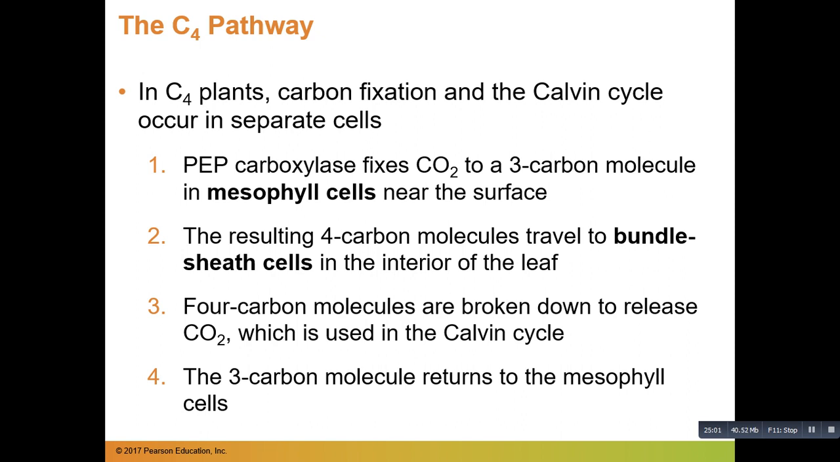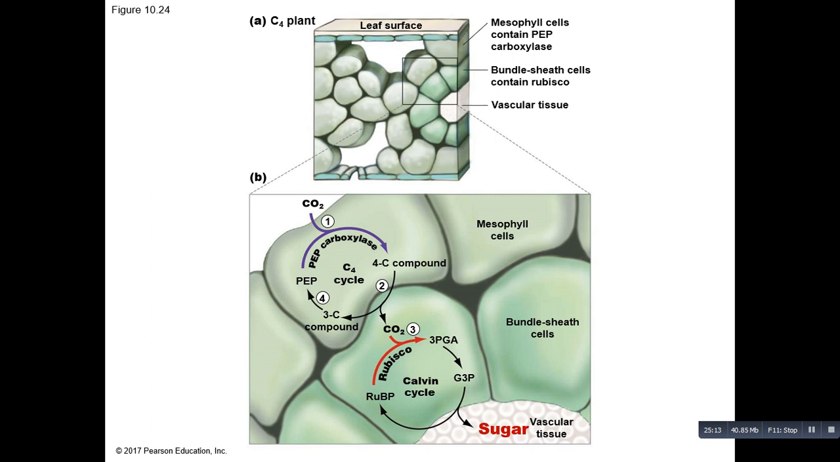So here's our C4 plant. Our mesophyll cells near the surface are going to contain this PEP carboxylase. This is what is going to fix the carbon dioxide to a 3-carbon compound. And then the resulting 4-carbon compound is going to move into the vascular tissue, basically where those bundle sheaths are, so that the Calvin cycle can occur. And this basically eliminates the worry of having too much oxygen that would result in photorespiration.